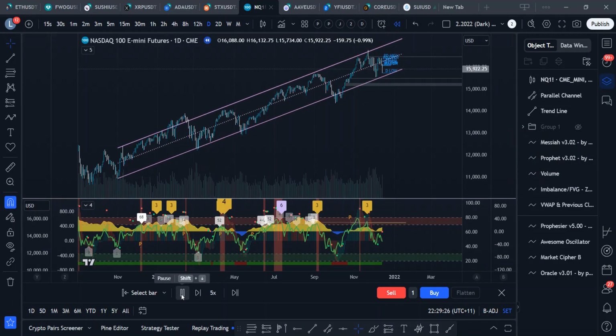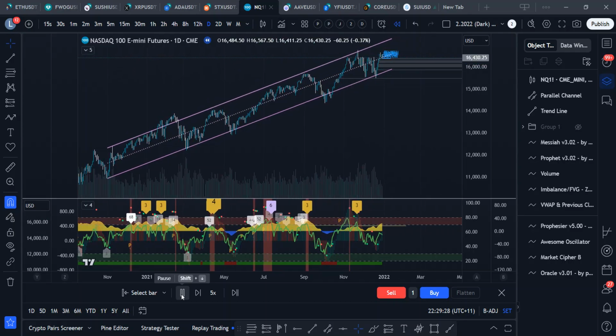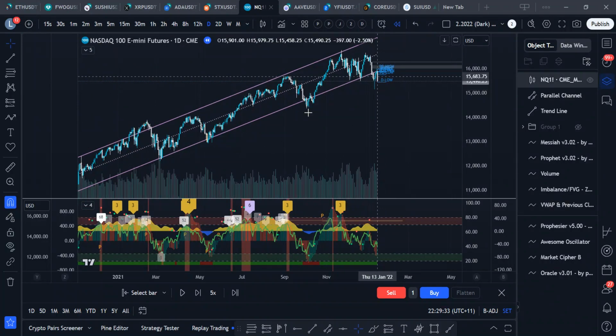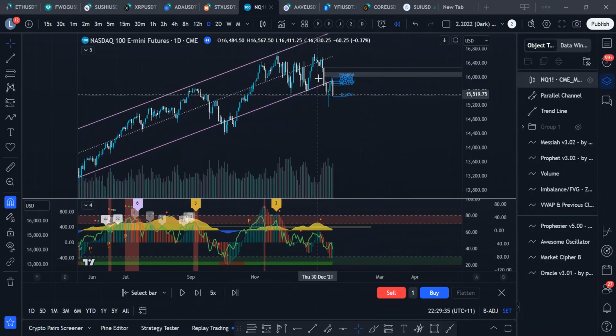Let's add some more data. Okay. Oh, here we go. So again, we're losing the channel. Similar to this time, but this time we sort of moved a bit stronger.